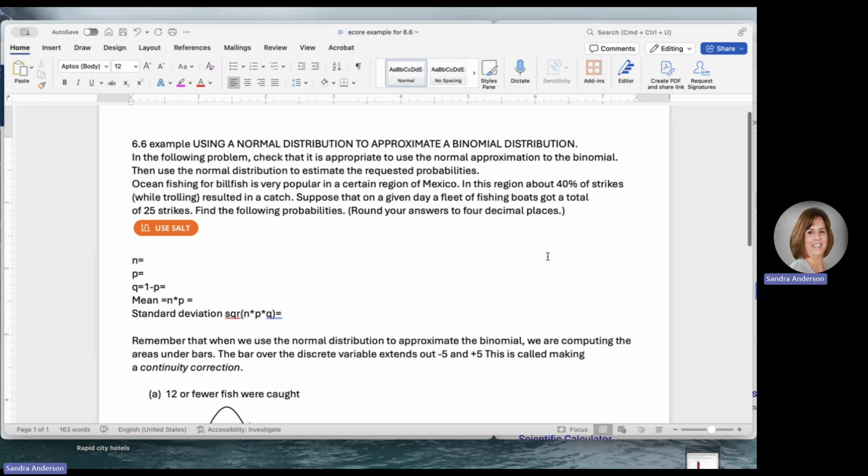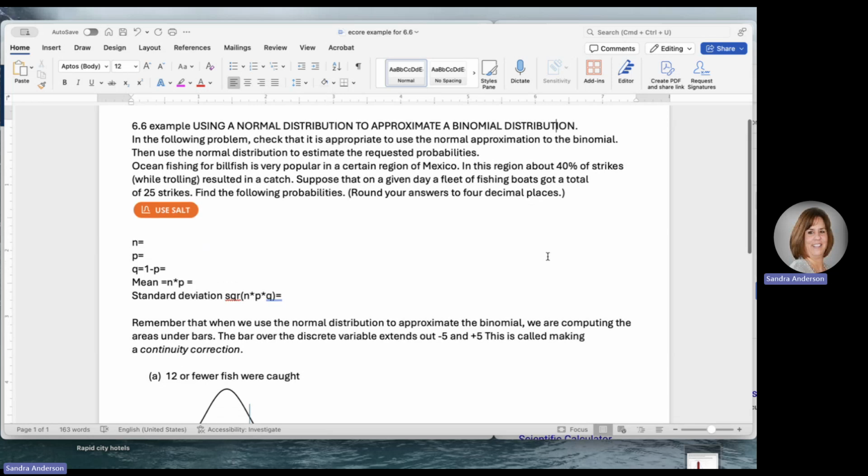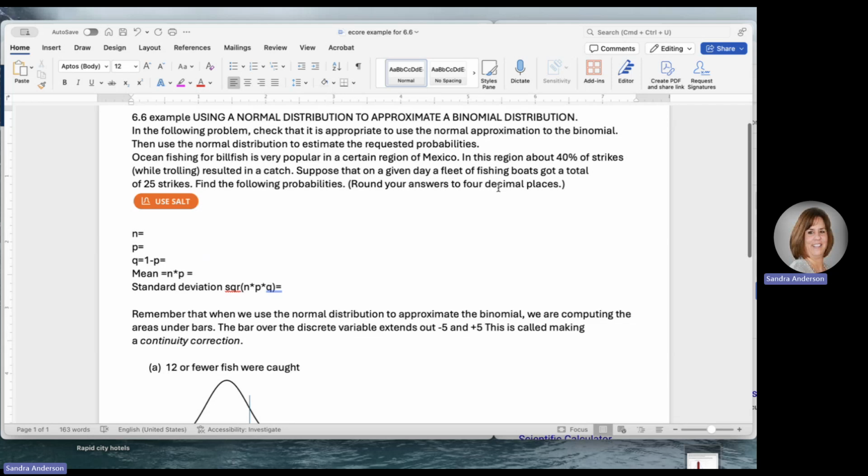So this is the problem itself. Ocean fishing for billfish is very popular in a certain region of Mexico. In this region, about 40% of strikes resulted in a catch. So about 40% of the time that a fish strikes the bait, you actually pull the fish in as a catch. Suppose that on a given day, a fleet of fishing boats got a total of 25 strikes. Find the following probabilities. Round your answer to 4 decimal places.